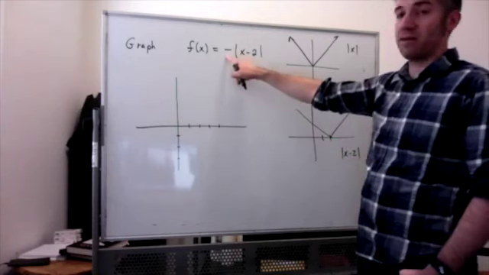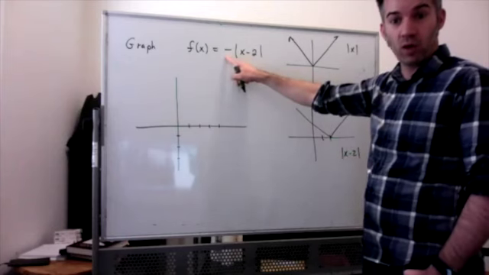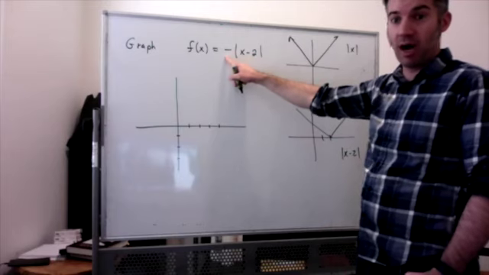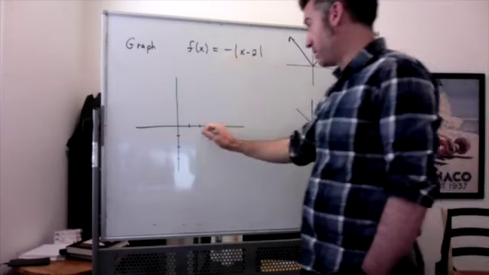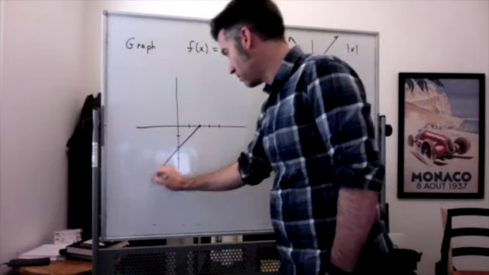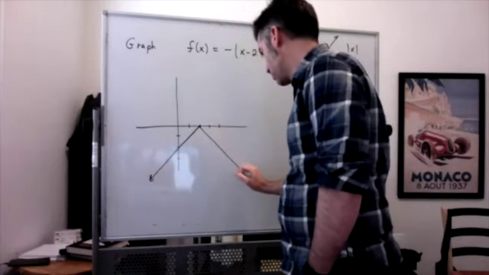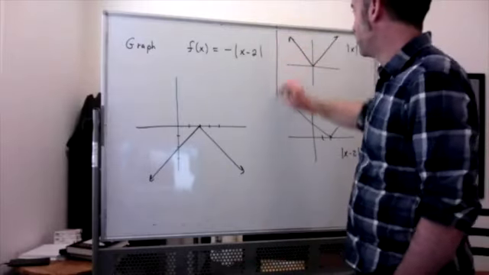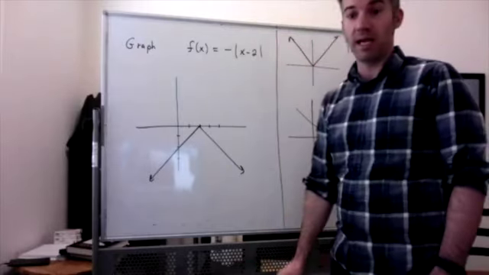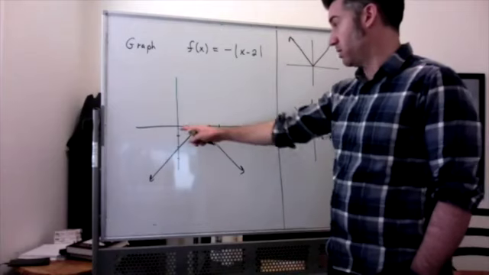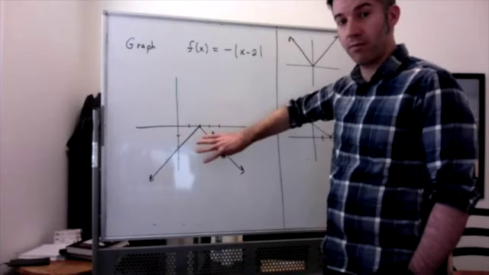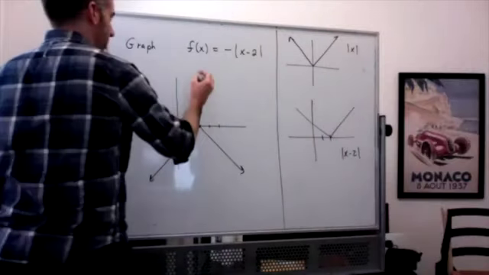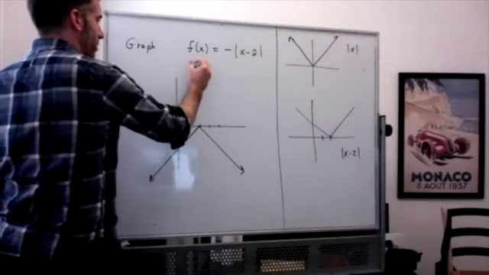And then the negative outside is going to flip it vertically across the x-axis, because I'm changing the y values to be the opposite of what they were. So it's going to flip it down, and I'm going to have that. That's my graph of the negative of the absolute value of x minus 2. Shifted 2 to the right and flipped it over. If we care to mention it, we can talk about how the domain is everything.